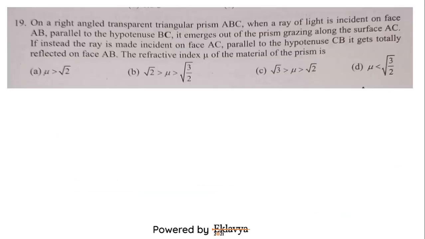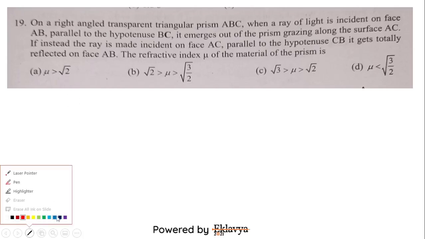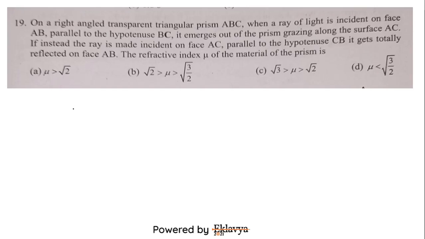Okay, now this is an interesting question. Let's see how to do this question. It says that there is a right angled transparent triangular prism. So let's just make a right angled prism like this.